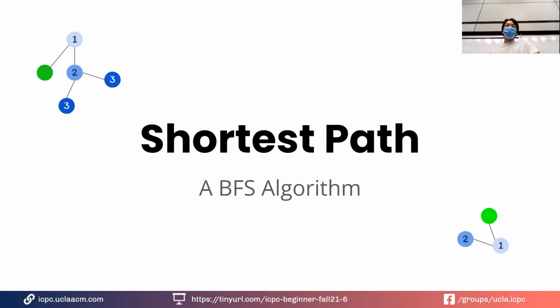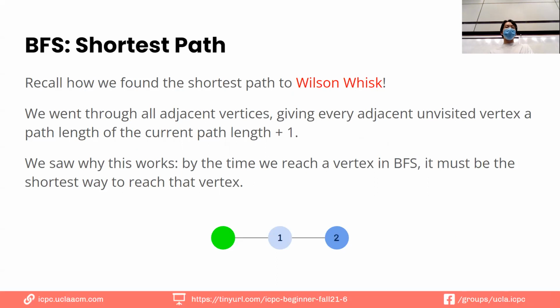The first application of BFS and DFS is shortest path. We can't really do this with DFS, but we can do this with BFS. Recall how we found the shortest paths to Wilson Wisp. We went through all the adjacent vertices of Wilson Wisp, and we gave every adjacent vertex an increased path length of 1. The distance from Wilson Wisp to himself is obviously 0, and when we go outwards, we increment by 1. The reason this works is that by the time we reach a vertex in BFS, it must be the shortest way to reach that vertex. If there was a shorter way to reach it, it would have already been reached.